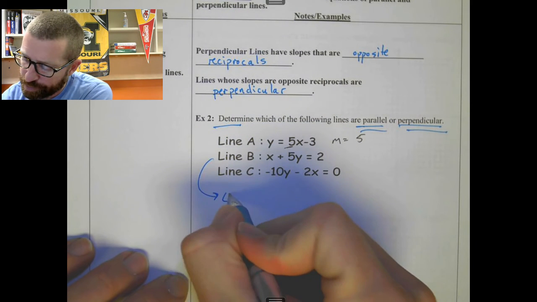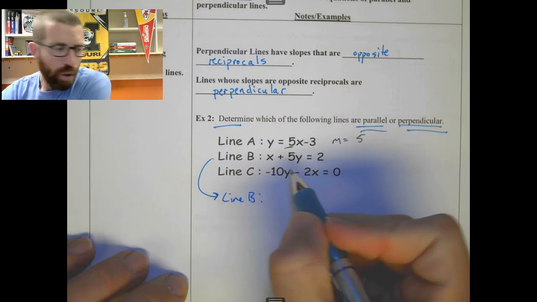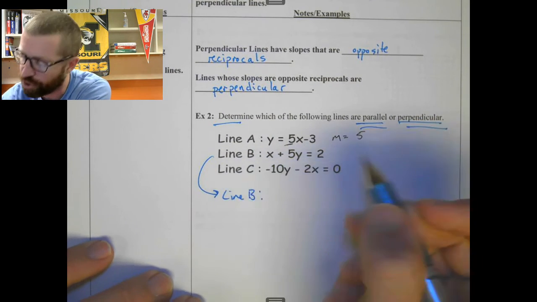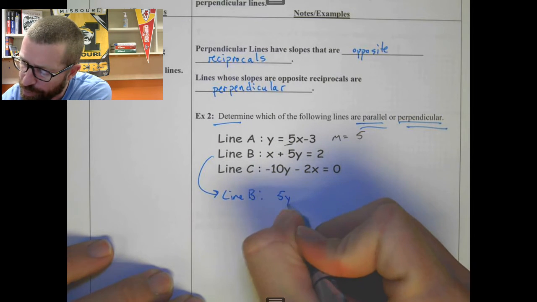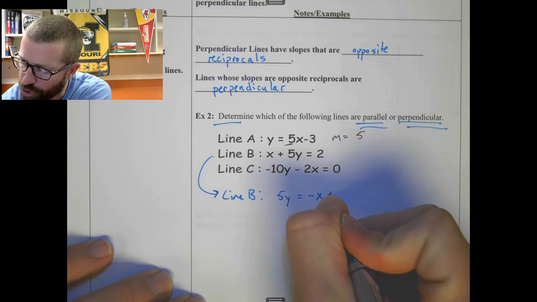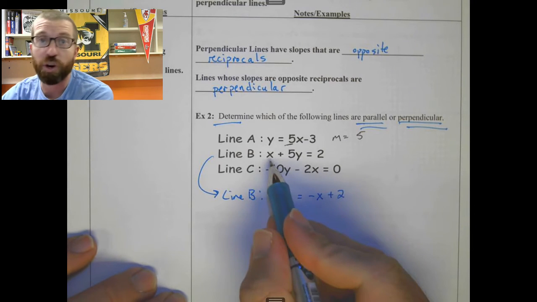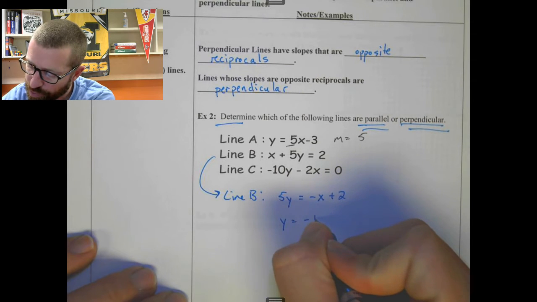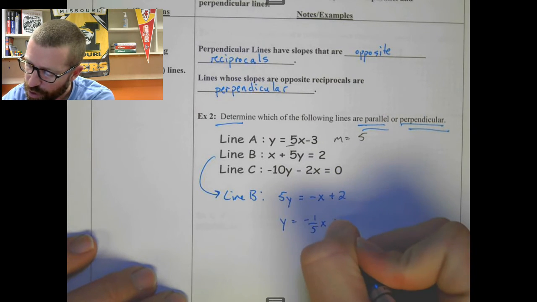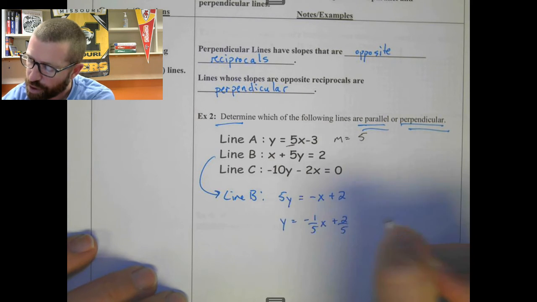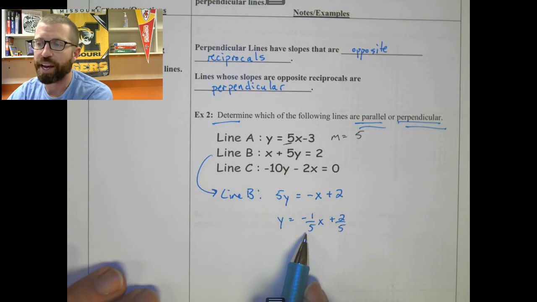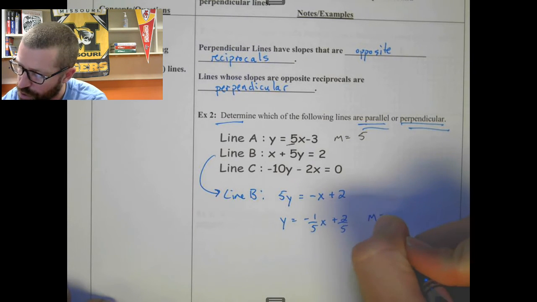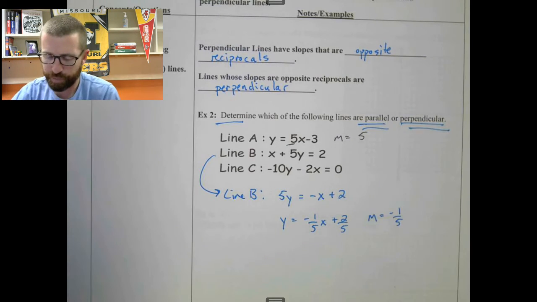For line B, I need to get y by itself. So I have 5y is equal to -x plus 2. And then I subtract x over, and then divide everything by 5, to get y is equal to -1/5 x plus 2/5. Okay, so my slope is -1/5 for line B.